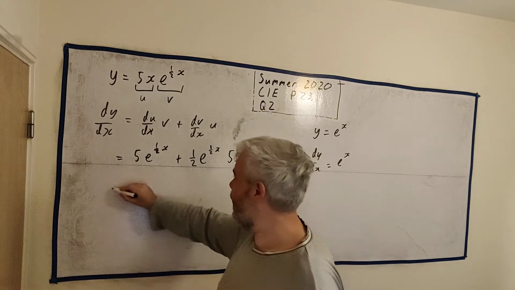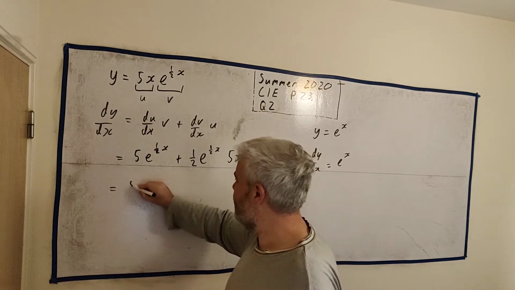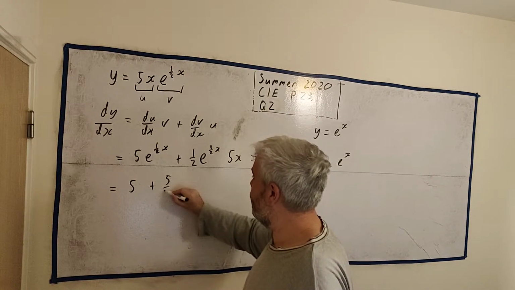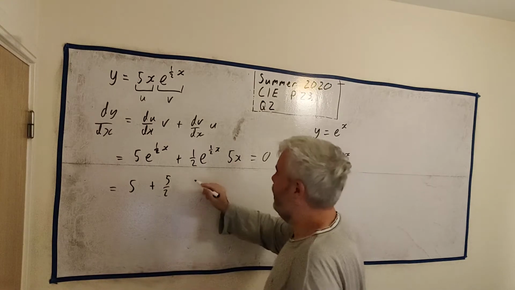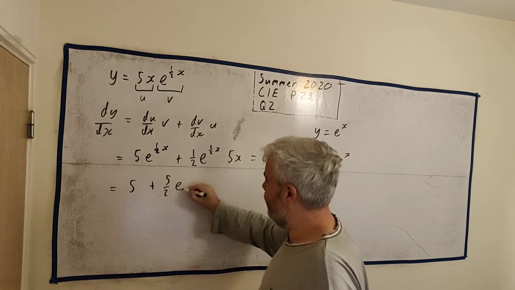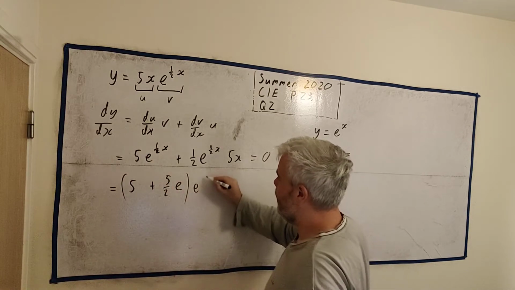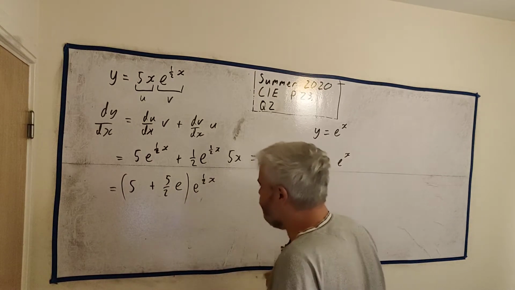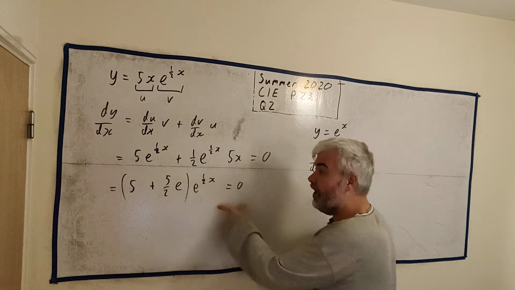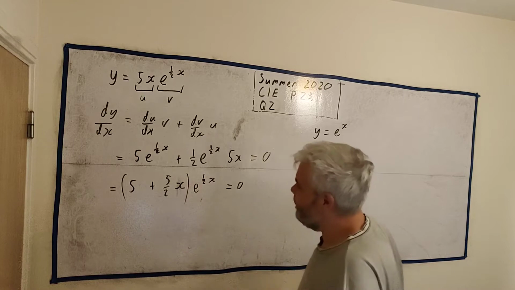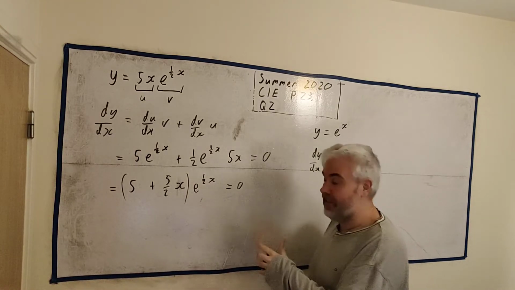So let's try and play around with this a bit more. There's 5 in this, and plus there's 5 over 2, 5 times a half x, multiply, and both of these multiply by the same thing, e to the half x. And this equals 0. I've just factorized it. I'm missing an x here, am I? Oh, this should be x instead of e. I've factorized this equation now.